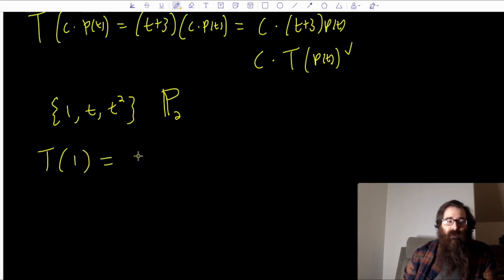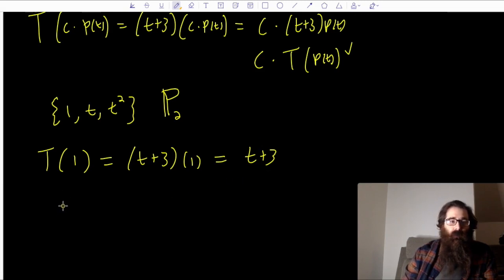Throw it into the transformation. My transformation says, whatever you give me, I'm going to multiply t plus 3 to it. T plus 3 times the polynomial 1 gives me t plus 3. We're going to go back to this in a bit because there's a better way to organize the information, but for now, I want this to just feel very organic and normal.